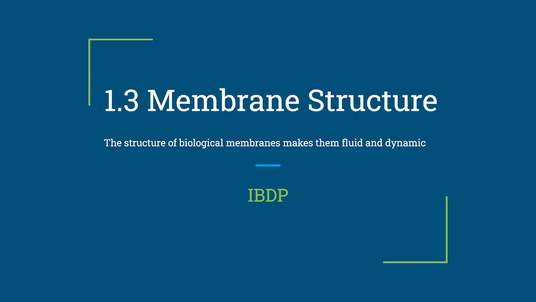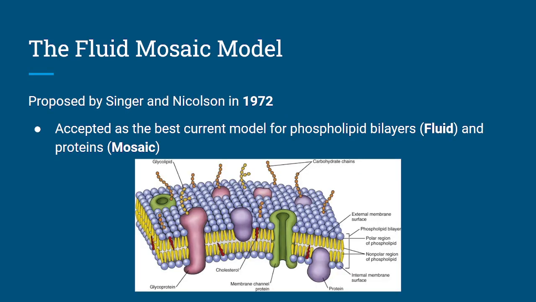IBDP program. The main idea is that the structure of biological membranes makes them fluid and dynamic. First off, we want to start off with the fluid mosaic model. This was proposed by Singer and Nicholson in 1972 and is currently accepted as the best model for the phospholipid bilayers, also known as fluid, and the proteins, which are known as mosaic, hence the name.